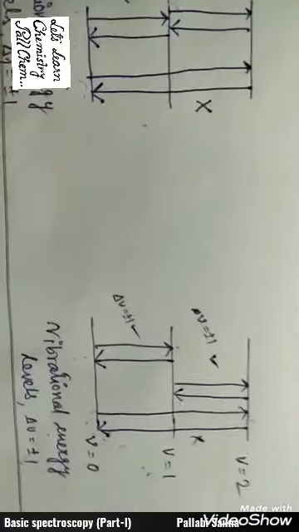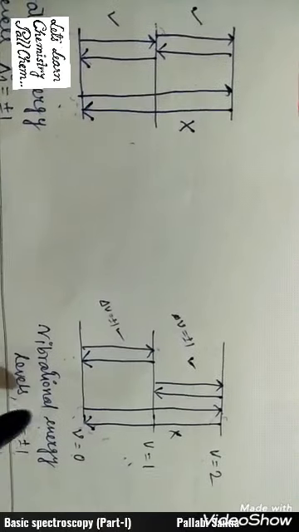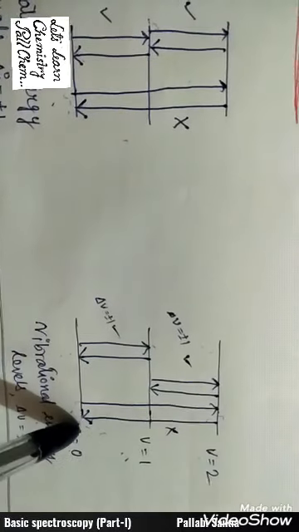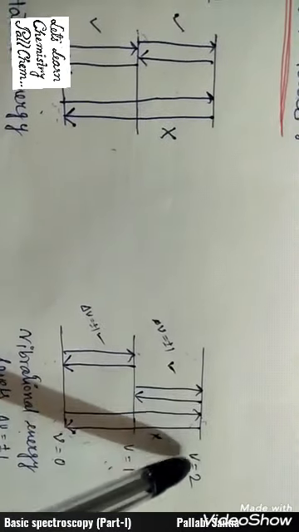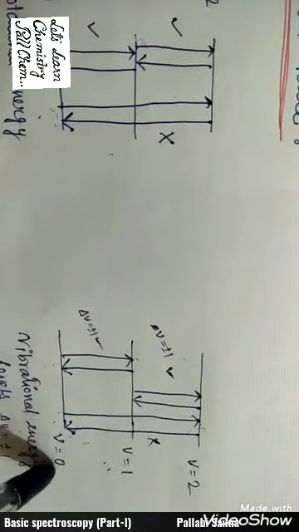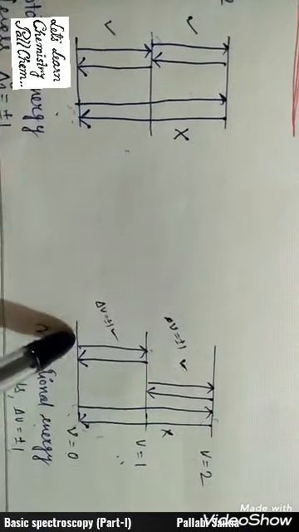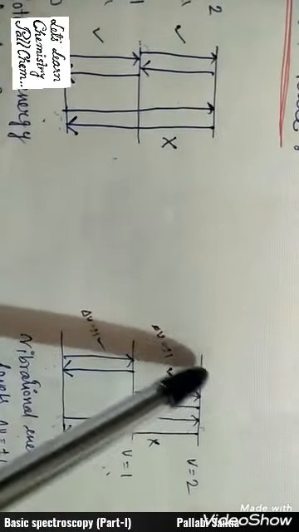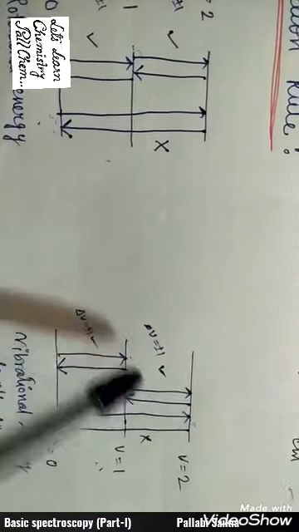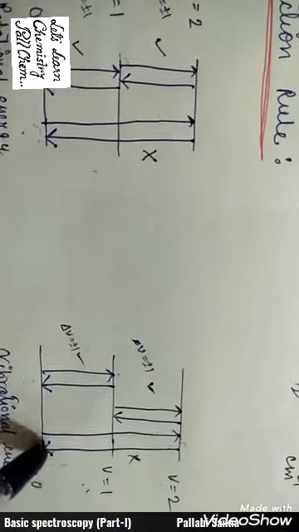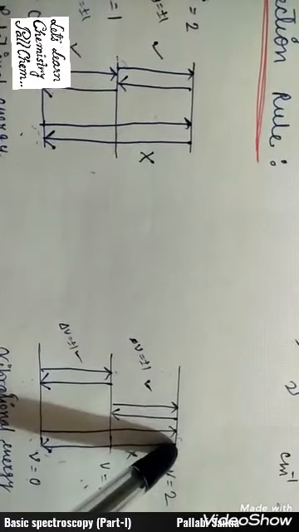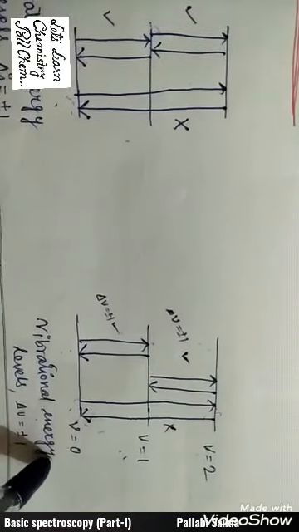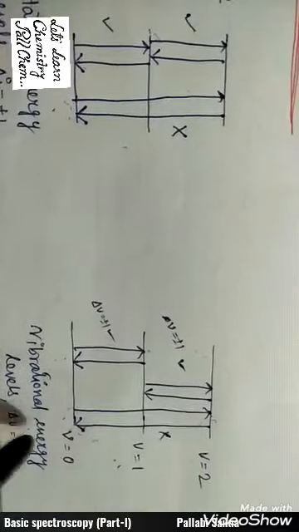Similarly, for vibrational energy levels, the selection rule will be del V equal to plus minus 1. V equal to 0, V equal to 1, V equal to 2 are vibrational energy levels. Transitions from V equal to 0 to 1, 1 to 0, 1 to 2, and 2 to 1 are allowed. But V equal to 0 to 2 and 2 to 0 are not allowed because they are not according to the selection rule del V equal to plus minus 1.